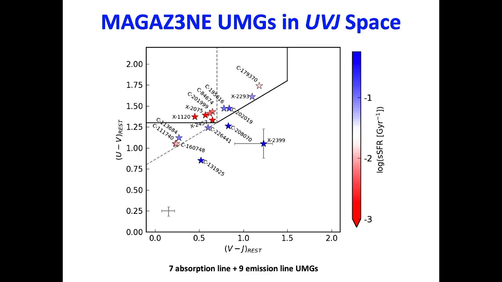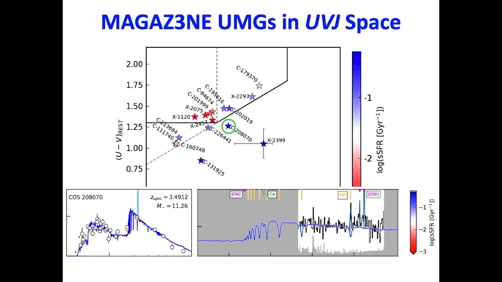Here I've plotted those 16 spectroscopically confirmed UMGs, cut in UVJ space, but this time they're colored by specific star formation rate, with blue most active and red least active. If you look at this one with the green circle, it's in the star-forming part of the UVJ diagram. Its SED is here on the left, and its K-band spectrum on the right. And you can see the O3 doublet and the H-beta emission line there for that galaxy.